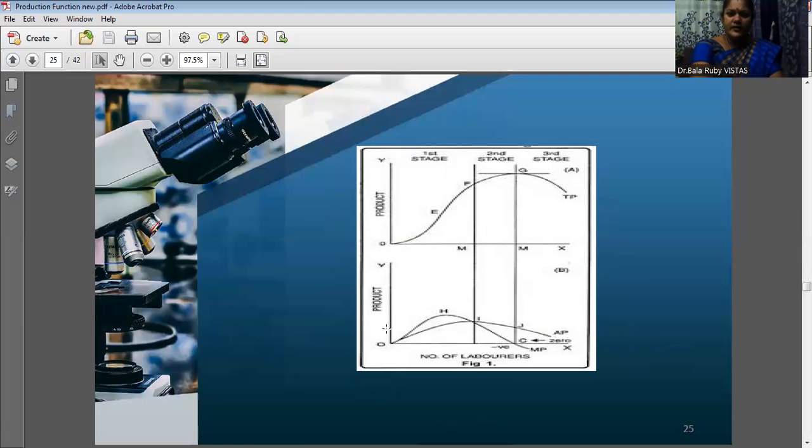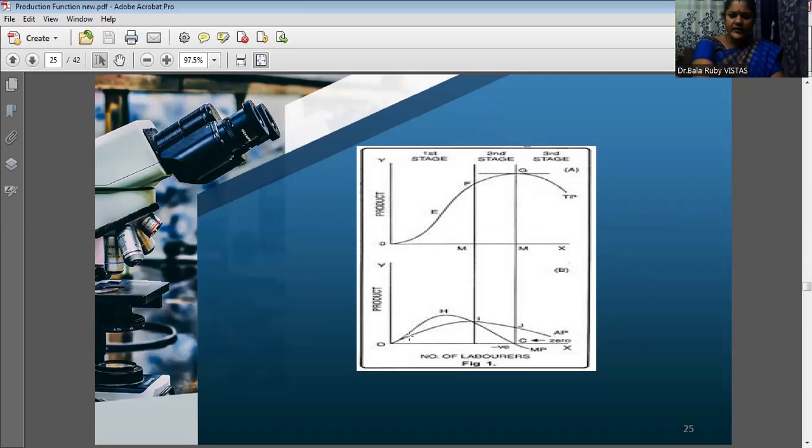First, you draw this total production curve. It starts from the origin. So this is the total production curve. Then it increases at an increasing rate. After that also it increases, but at a decreasing rate. Then it reaches a maximum point at G. Then it declines.